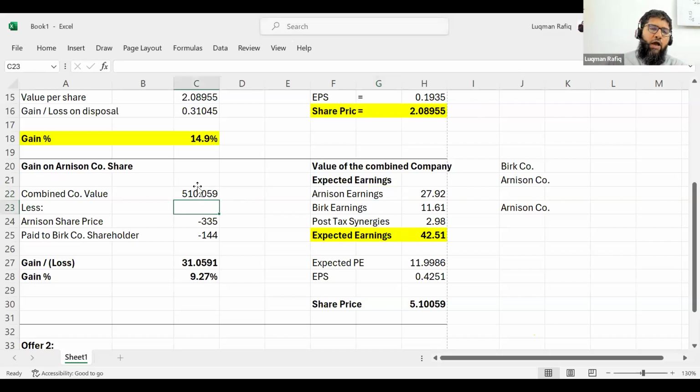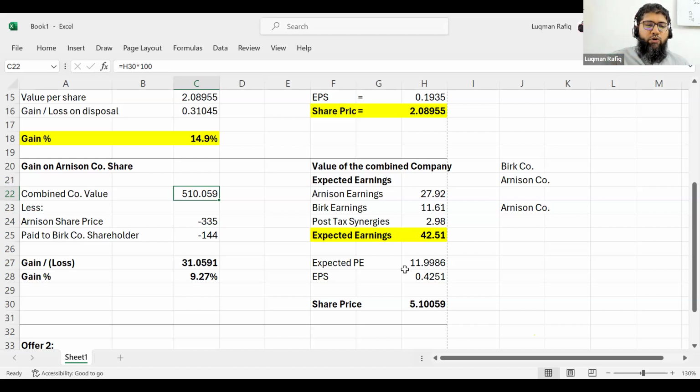Now, I'm telling you what is happening. So the combined company is now 5.10059, which is the value of one share. And my company has 100 million shares. So the total value of my company would become this into this, 510 million. Is that okay? Now, I need to calculate the gain for the shareholders of Arneson company. What gain have they achieved? How would we get that?